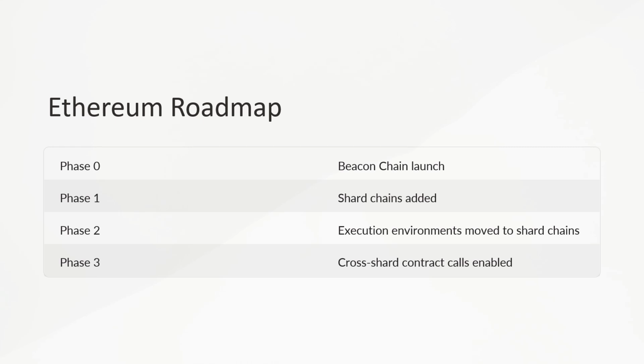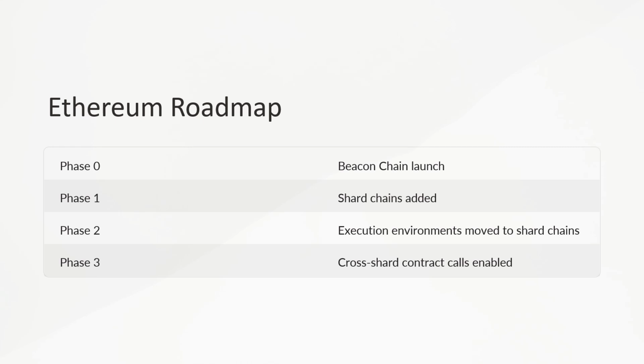Sharding is a key upgrade aimed at improving the scalability of Ethereum. In Phase 1, the network will be partitioned into multiple smaller chains known as shards. Each shard operates independently, processing its own transactions and smart contracts. Execution environments on shard chains, which is Phase 2. Phase 2 makes shard chains fully functional by enabling the execution of smart contracts and transactions. Cross-shard contract calls is Phase 3.